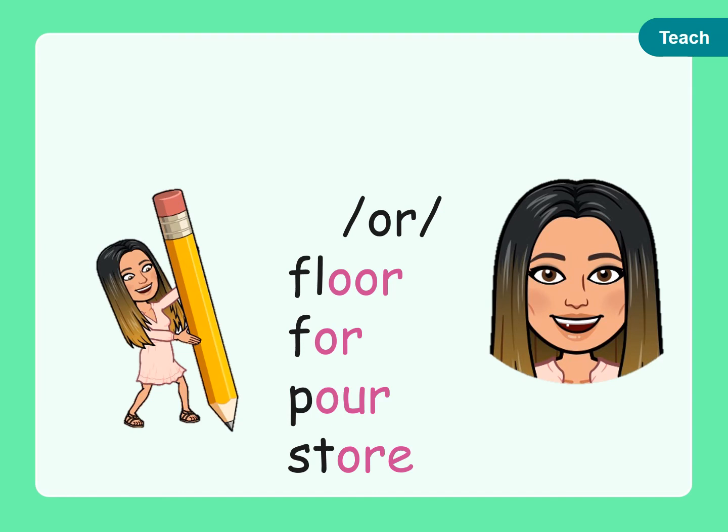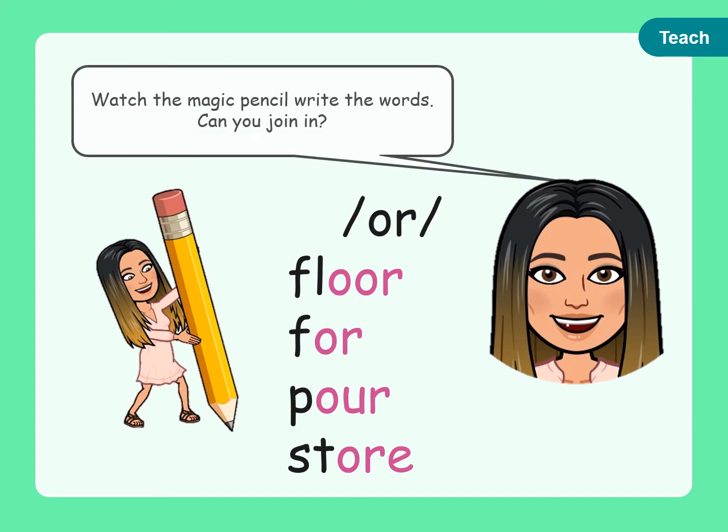So here we have our sound or, written in 4 different ways. Let's look at the first one. Or, floor. Or, for. P, or, pour me a drink. St, or, store. Do you notice that they all have the same sound, or, but they are written differently? That is why it is so important that we learn these tricky words. We remember how to spell them.